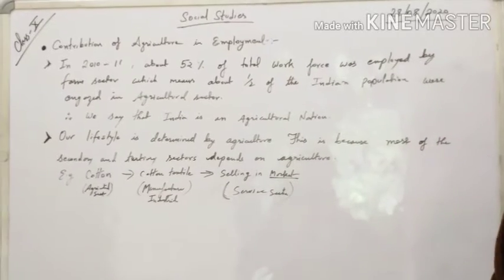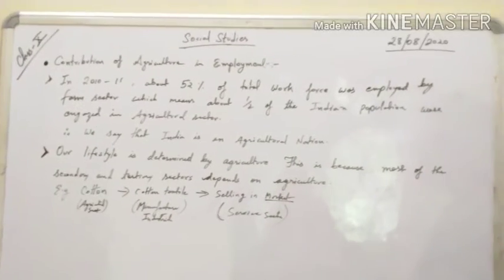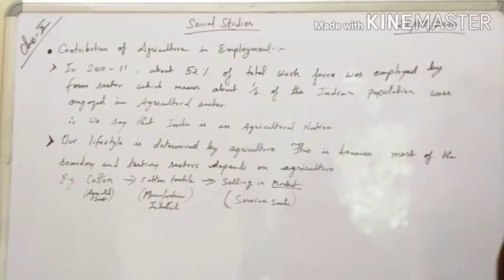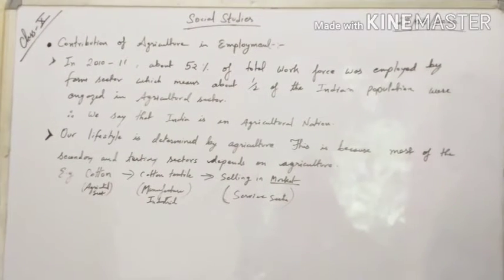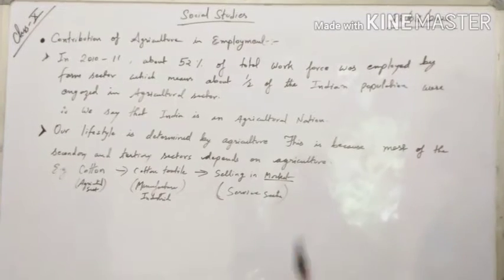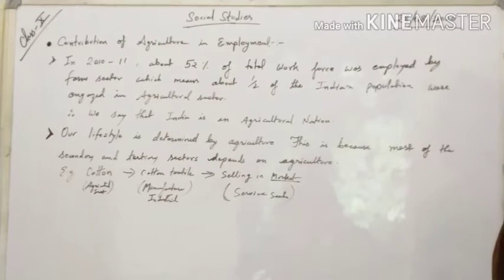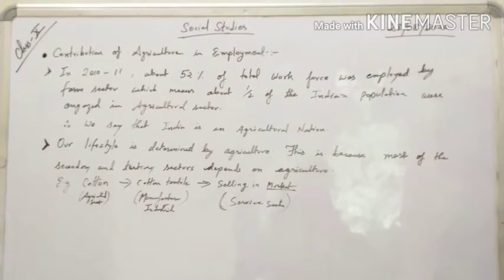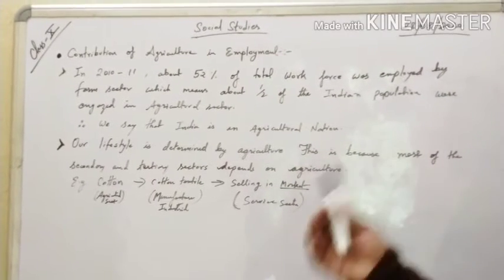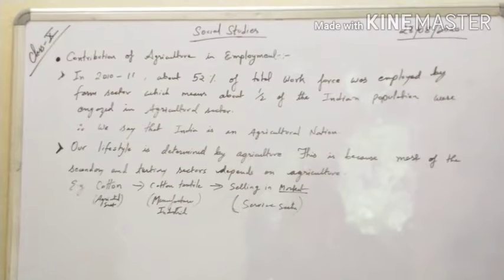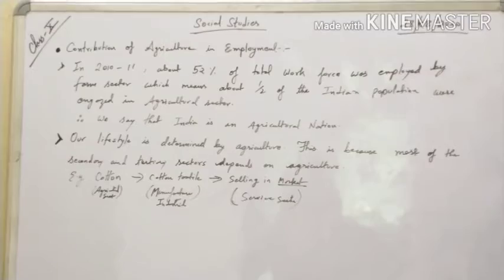Suppose there was no cotton, no agricultural activity related to cotton, that means these three sectors would not exist in the market. So because of this we can say that a huge number of laborers are employed in the agricultural sector. This is just an example of cotton. There are many other agricultural activities and industries which are based on agriculture. So you have understood the contribution of agriculture in employment. That means we can easily say that a huge amount of employment is created by the agricultural sector. Now let us understand about the output.